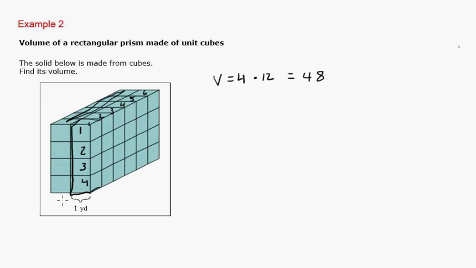Another way might be, you see 1, 2, 3, 4, and then this way I counted 6, and then this way is 2. So you could say I've got 6 times 4 times 2. So 6 times 4 is 24, times 2 is 48. There's another way of doing it.